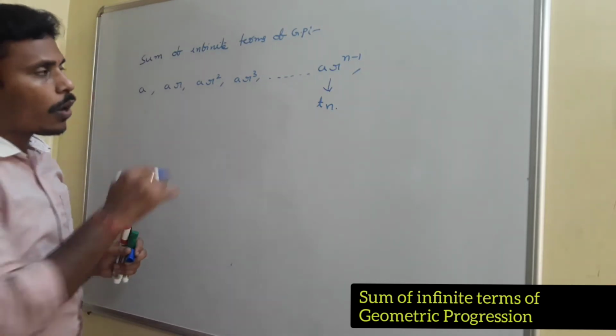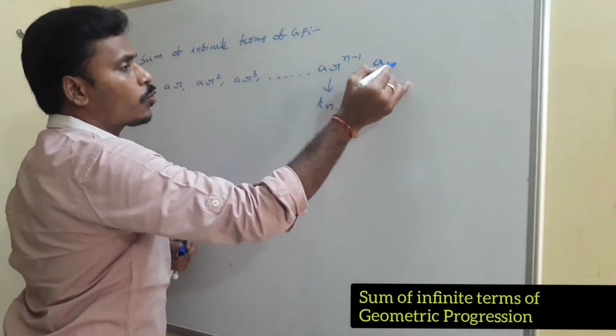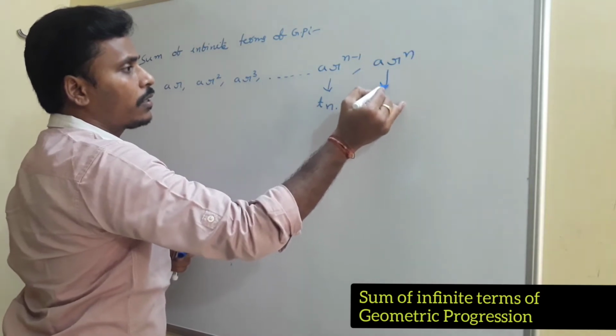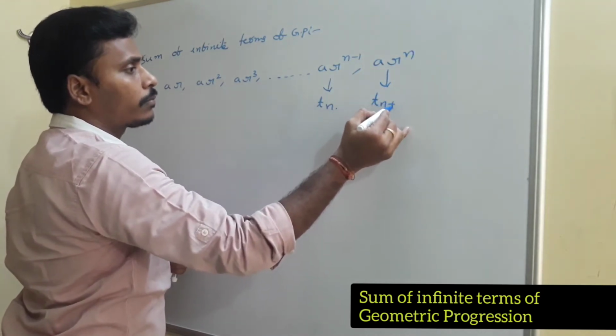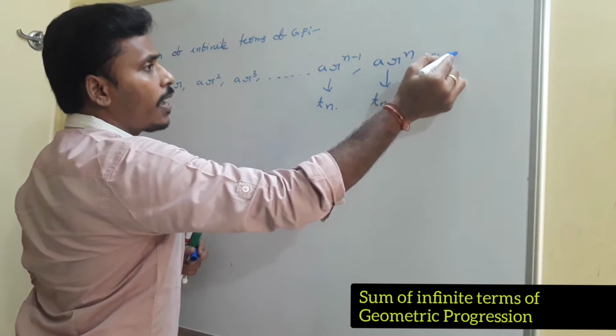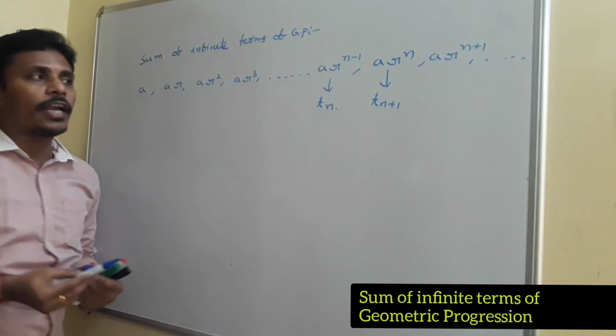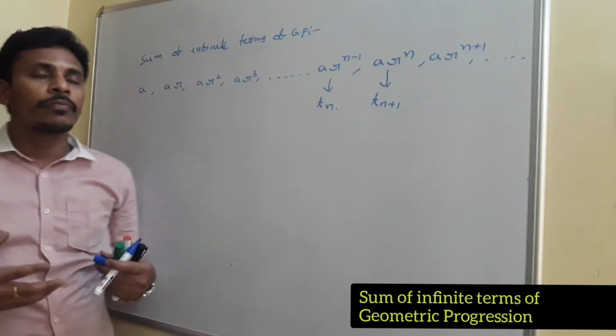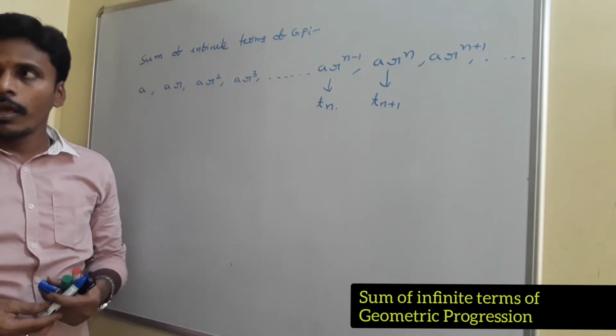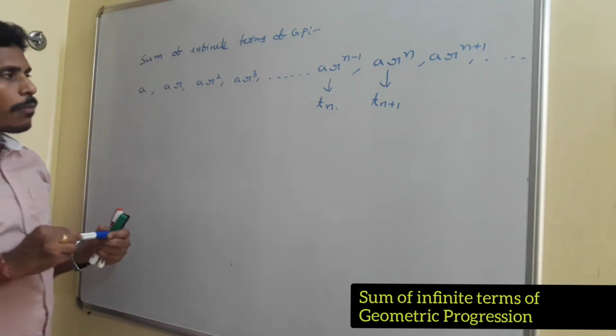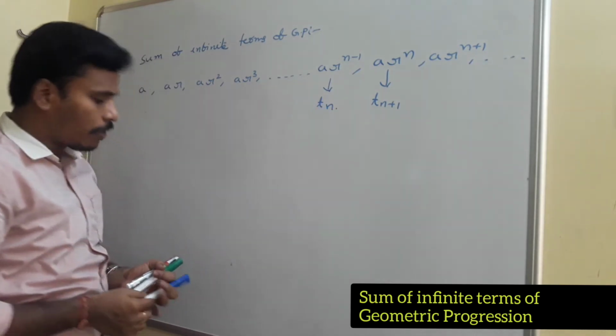That's it. See, what do you say about the next one? Next one is AR power n. This is the n plus 1th term, right? And the next one is AR power n plus 1, and this is the n plus 2th term. And if you continue like that, there exist infinite number of terms. But usually we will find the sum of n terms according to the problem if they ask.